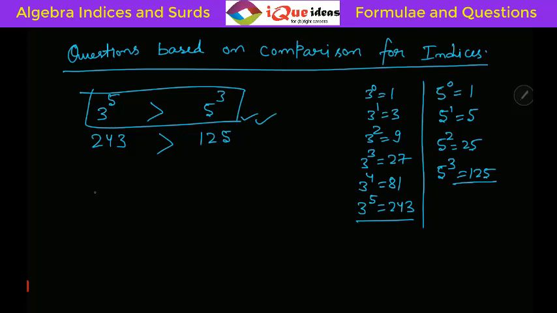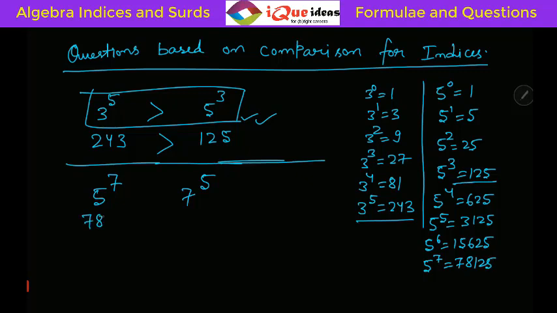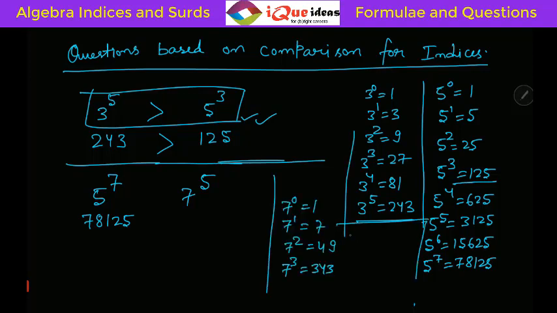Similarly, if I ask which one is greater, 5 raised to 7 or 7 raised to 5? Now for this one, you need the powers of 5. 5 cube is 125, 5 raised to 4 is 625, 5 raised to 7 is 78125. So 5 raised to 7 is 78125. Similarly, you can check the powers of 7. 7 raised to 4 is 2401. 7 raised to 5 is 16807. So here it is 16807.